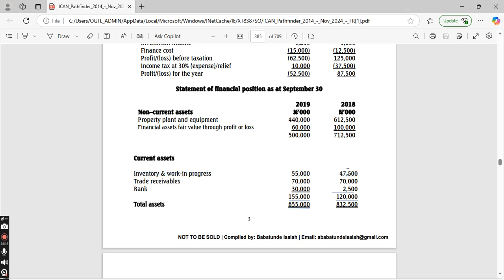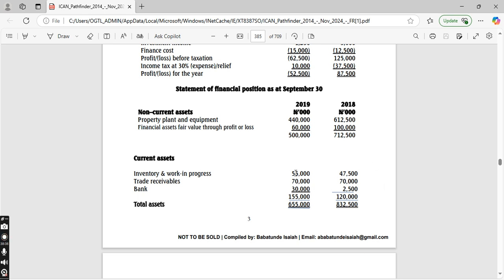That means cash was used, because we have bought more inventory. So that is an outflow. It will be removed. We have bought more inventory.